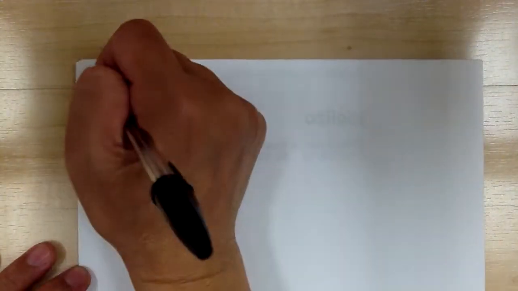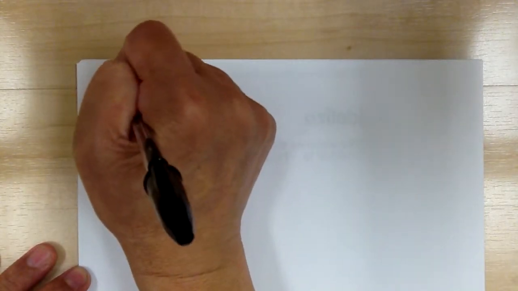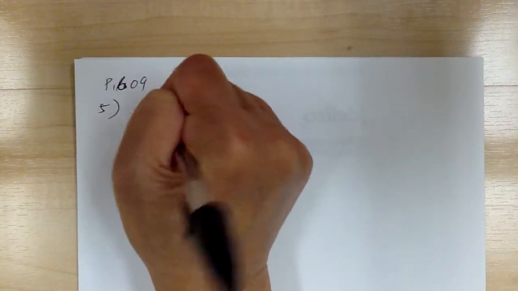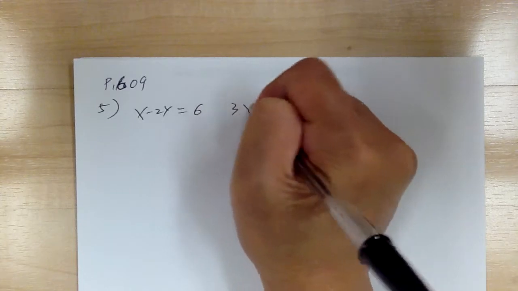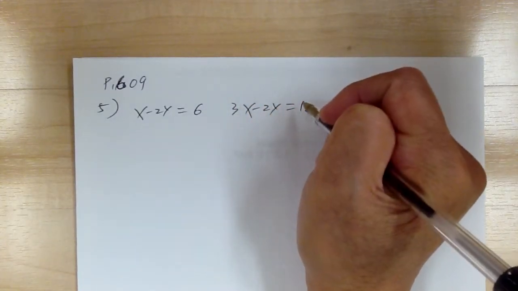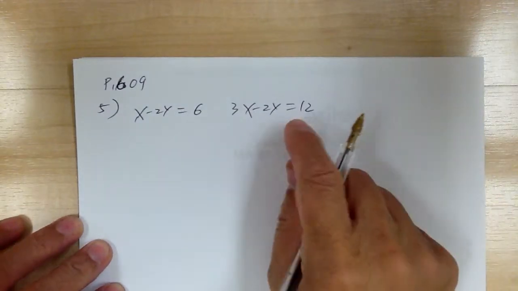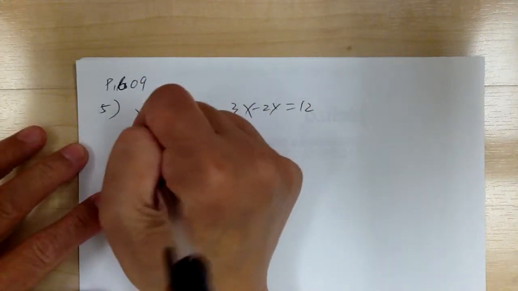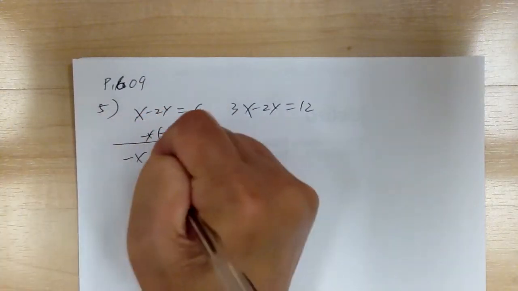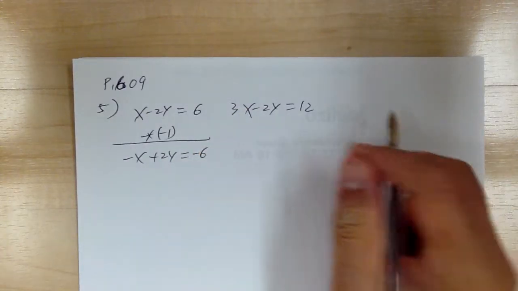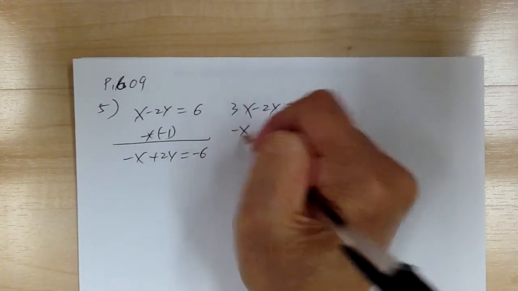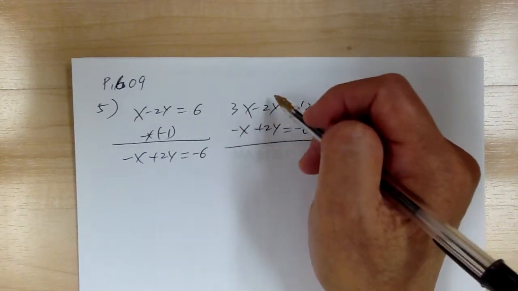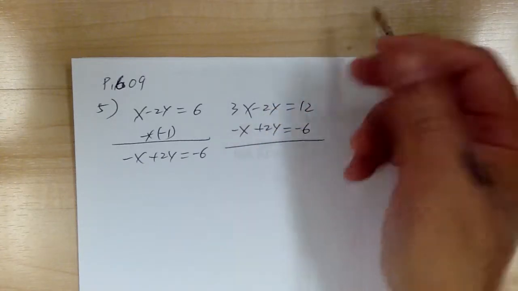Okay, let's go to number 5. You have x minus 2y equal to 6, and 3x minus 2y equal to 12. In this case, I'm going to make the y opposite because right now they're the same. So I'm going to multiply this by negative 1. So I get negative x plus 2y equal to negative 6. Okay, and I'm going to put it under here. Again, the key is to make one of the coefficients in front of a variable opposite, so they will cancel out.